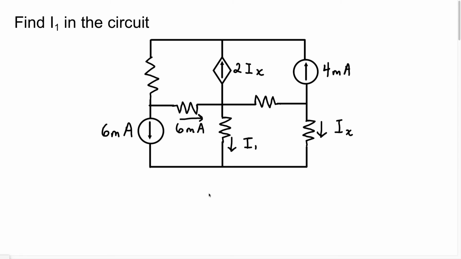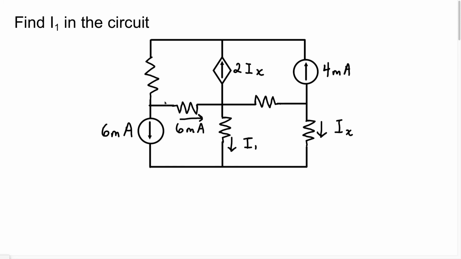Okay, let's do this example. The question says, find I1 in the circuit. Now they're going to give us a circuit diagram. As you can see, they only have the currents labeled. They don't have any resistance or any voltage. Because that is the case, we're going to have to use KCL. That is the only technique we know that is solely dependent on currents.